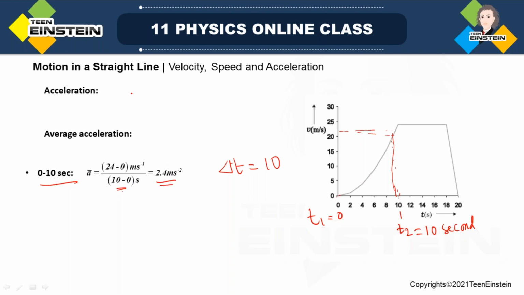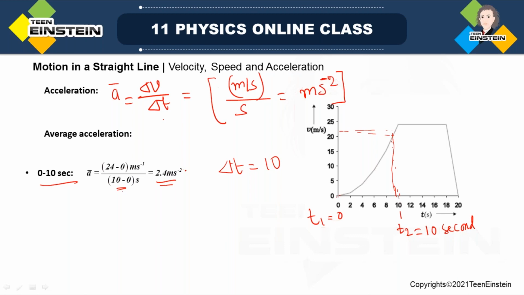Okay, I forgot to tell you the unit of this. Since this is delta v by delta t, the change in velocity is in meter per second, and the time is in seconds. So ultimately your unit will be meter per second square. So meter per second square is the unit for acceleration.